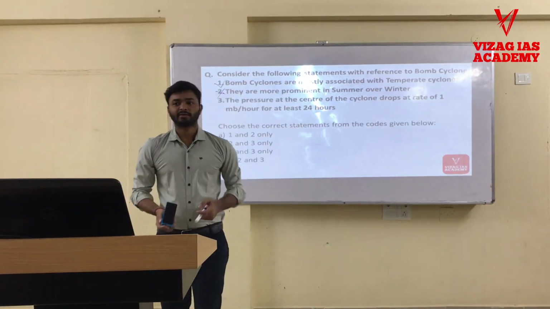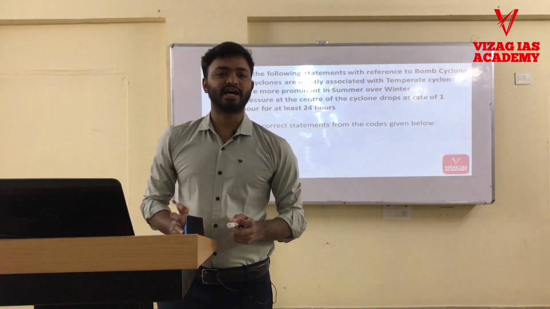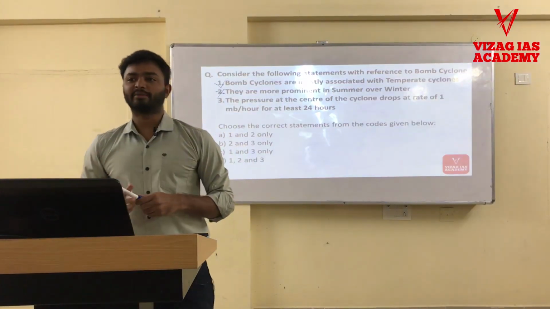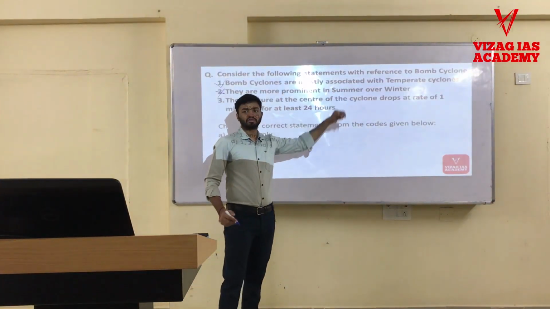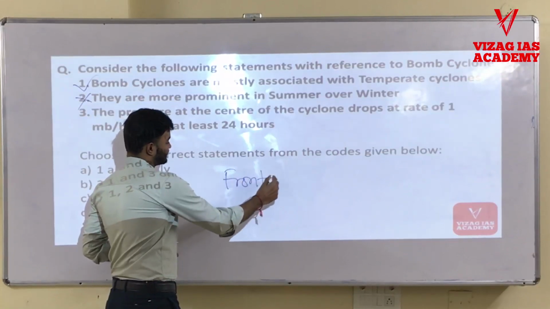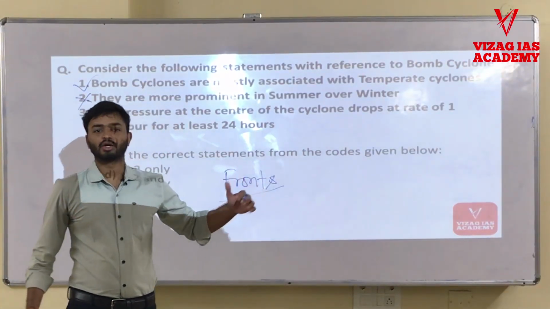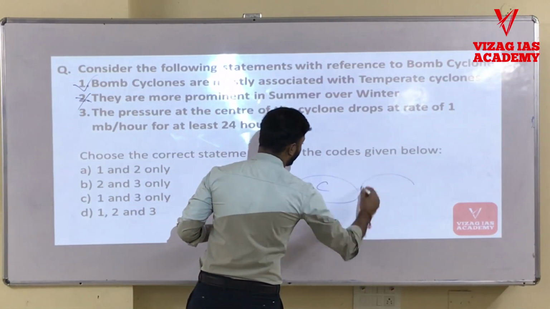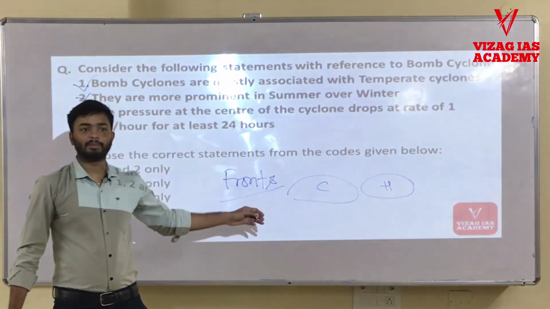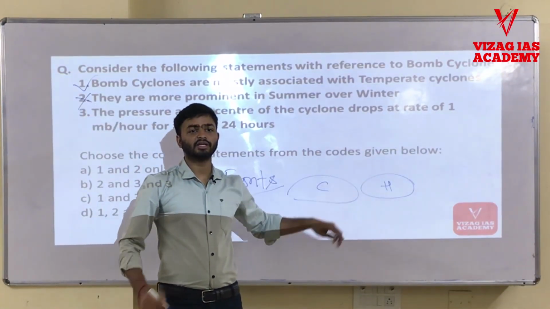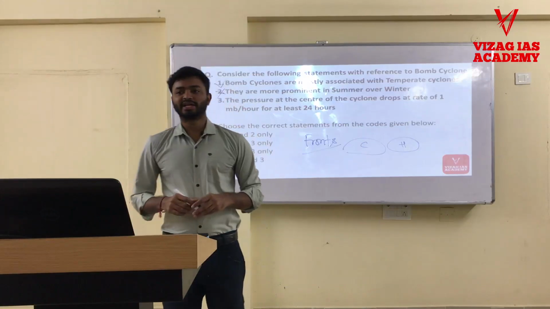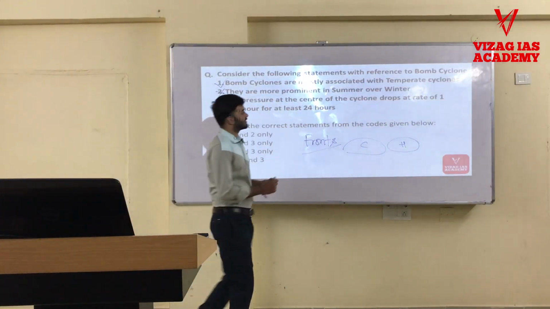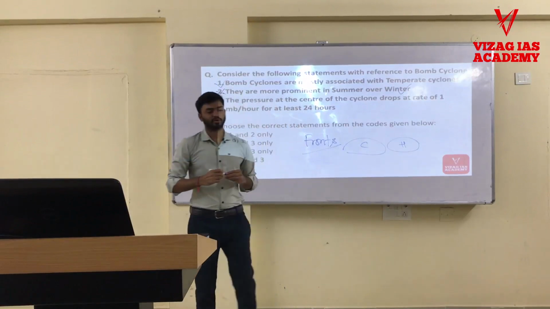And you already know that temperate cyclones are more severe during the winter season than in the summer season, because in winter there is a greater temperature contrast. Temperate cyclones are formed because of frontal activity, fronts. These fronts happen when two air masses with contrasting temperatures meet. So we have a cold air mass and a hot air mass. The temperature contrast between these two air masses is greater during winter than in summer. That is why in the winter season temperate cyclones are more active. In the same way, bomb cyclones are also more prominent in the winter season than the summer season.